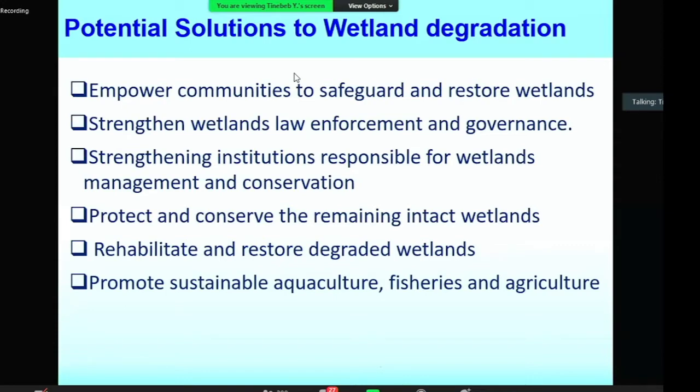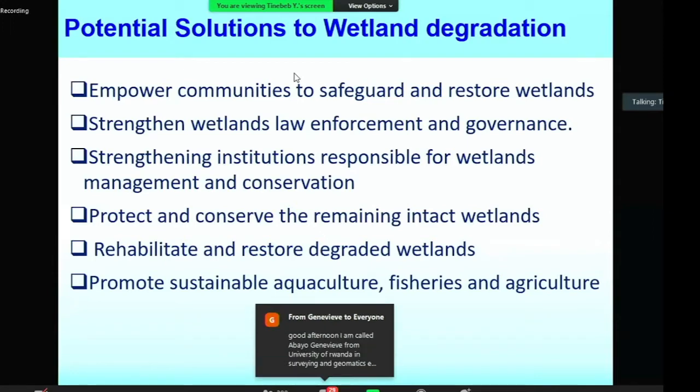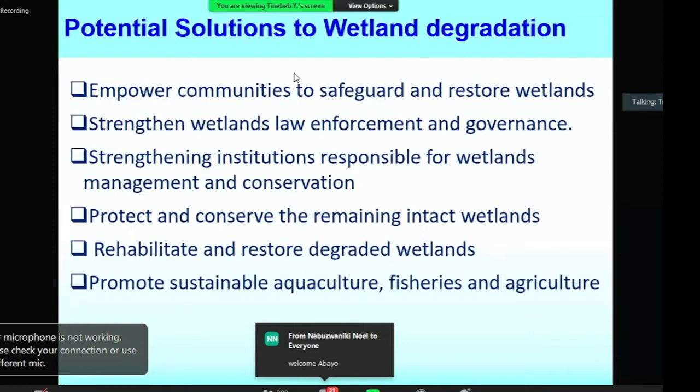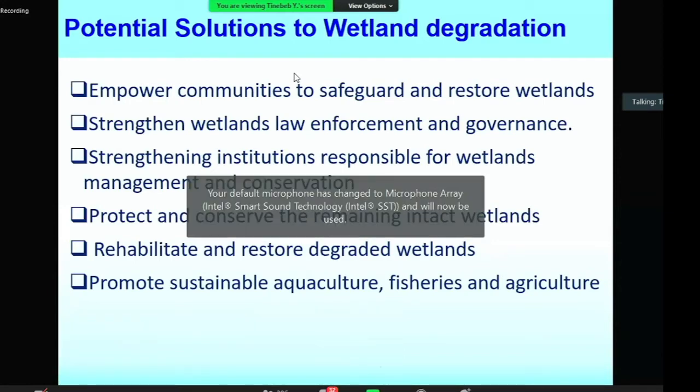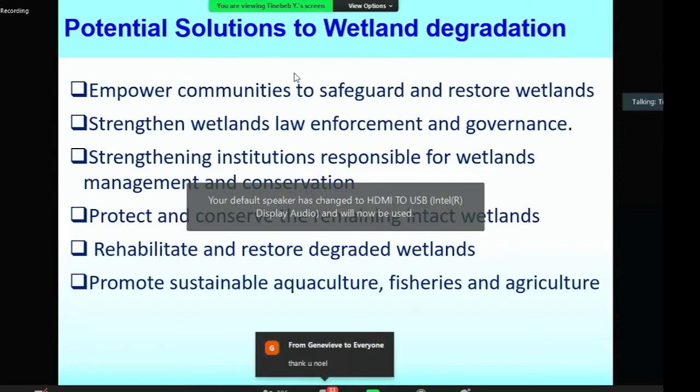We will talk more about this when we talk about stakeholder engagement, how the communities in the wetland system have a lot of impact when it comes to wetlands. So by empowering these communities, we believe that they will be safeguarding and restoring wetlands. The second one is strengthening wetland law enforcement and governance. We trust that decision makers will also play a great role when it comes to wetland importance. So as a potential solution, strengthening wetland law enforcement and integration of policies will also have a great impact on solving wetland degradation.